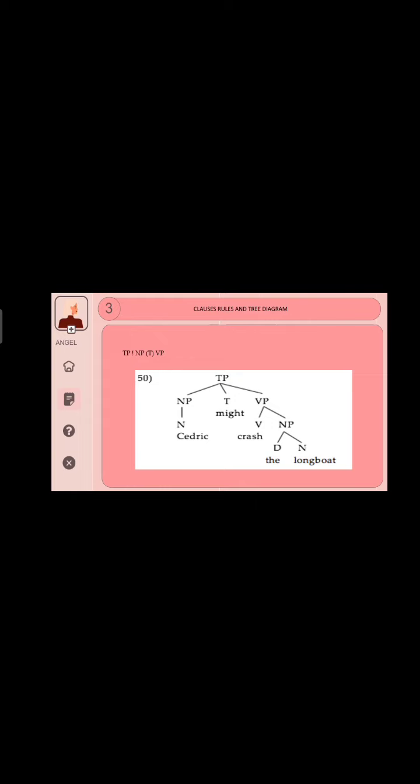So our diagram is TP, tense phrase, to noun phrase Cedric, which is our subject or noun, and the T is the auxiliary verb might, and the verb phrase is verb crush, and then the noun phrase is determiner the, and then the noun is boat. So in the sentence, Cedric might crush the boat.